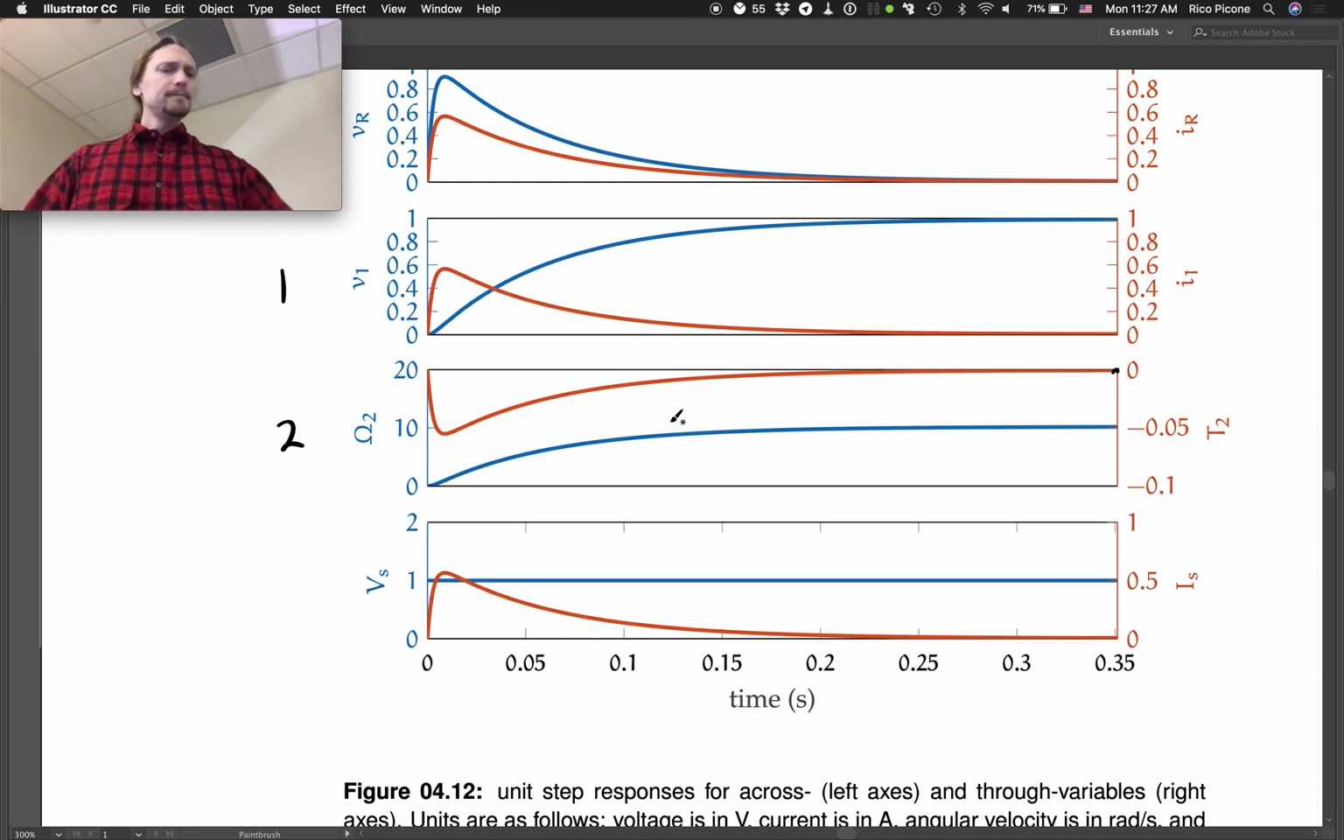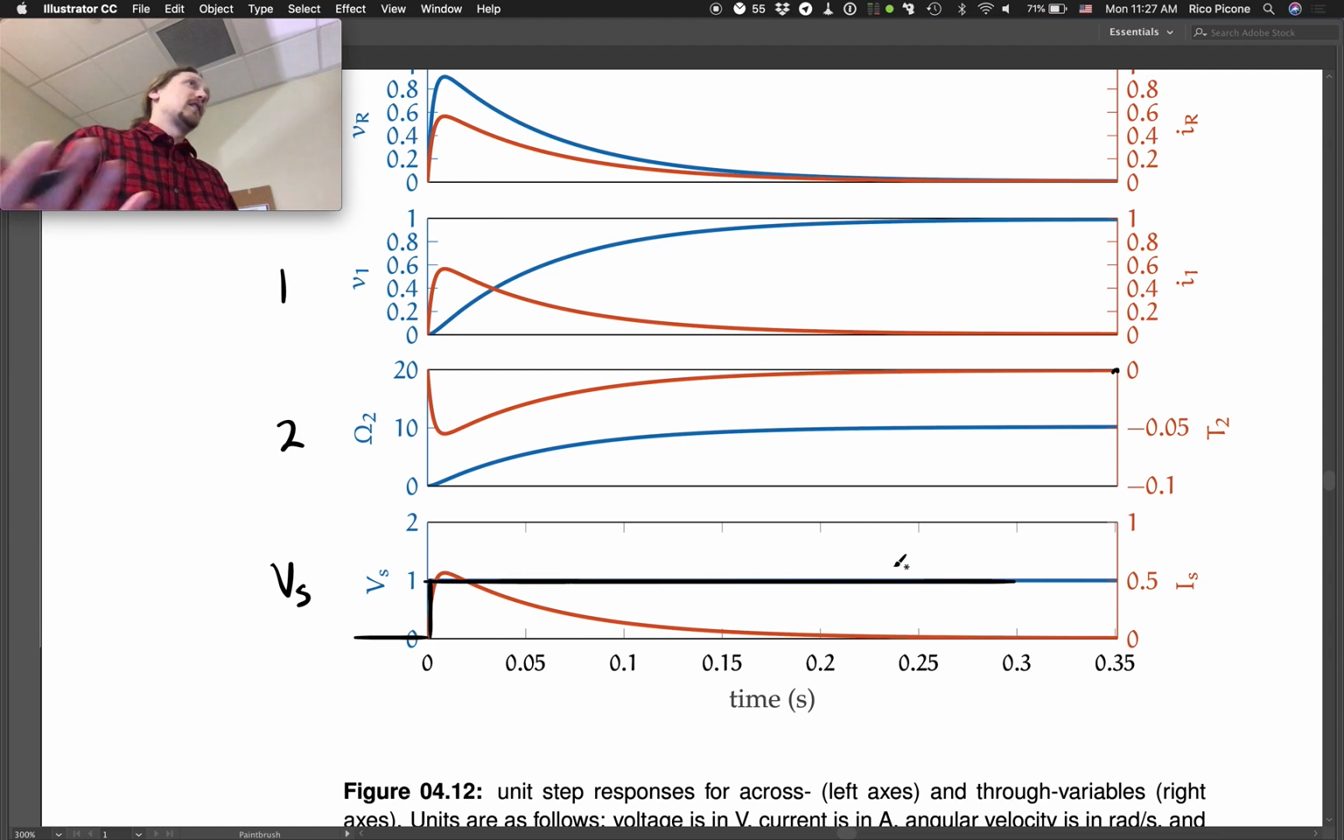And finally, we have our VS source. Remember, we said that it was going to have a unit step input of 1 volt. So that's what we've got in blue there that I just wrote over in black. So that's set. And how much current it flows depends on how much current is drawn from it, and that's what we see in the orange. We see this peak. And once again, that same current that we've seen in all the electrical components shows up here, and it all flows from the voltage source, which makes sense.